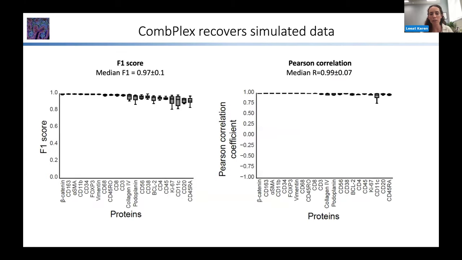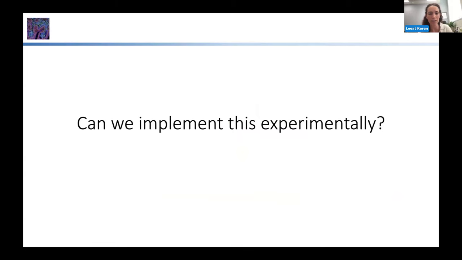And if we now quantify this across all of the 22 different proteins, you can see here the F1 scores, which are really high, very close to one. And here on the right, you can see the Pearson correlation. So this is just another measure for how well we're doing. And again, very, very high agreement between the ground truth data and our reconstructed data. So it works in silico.